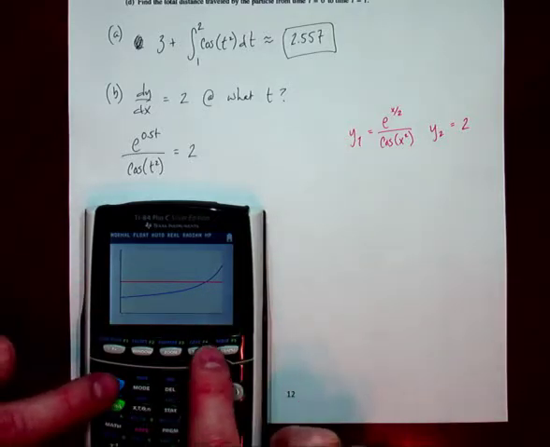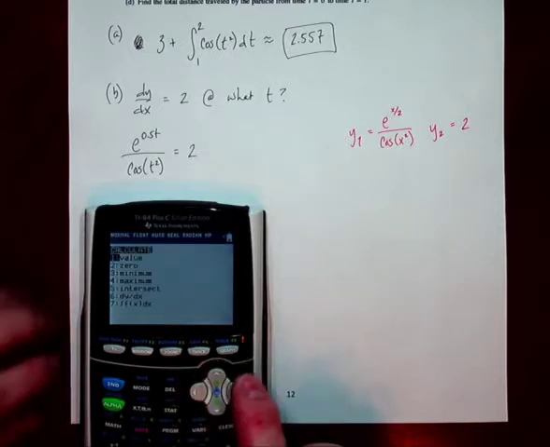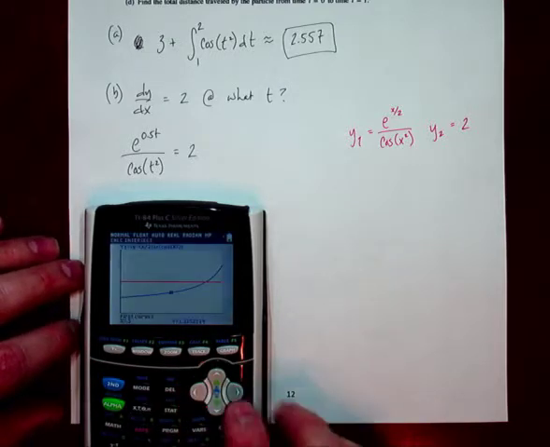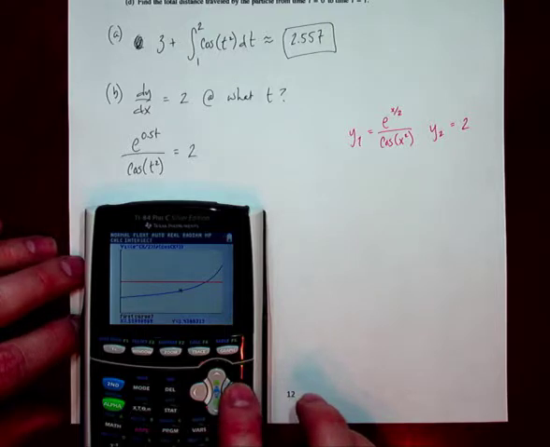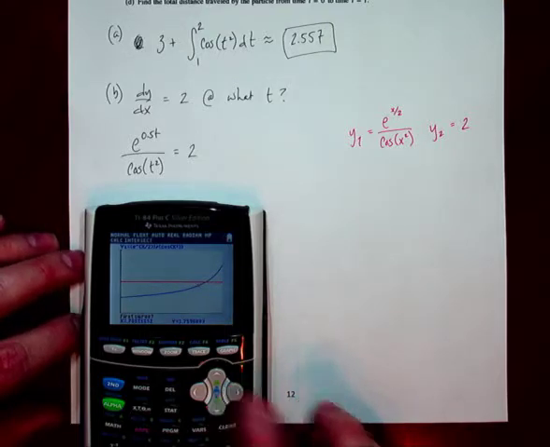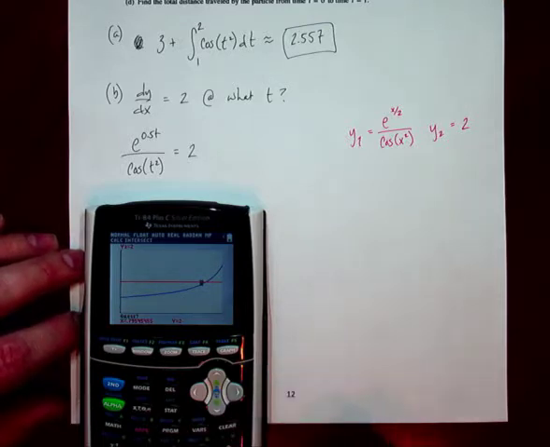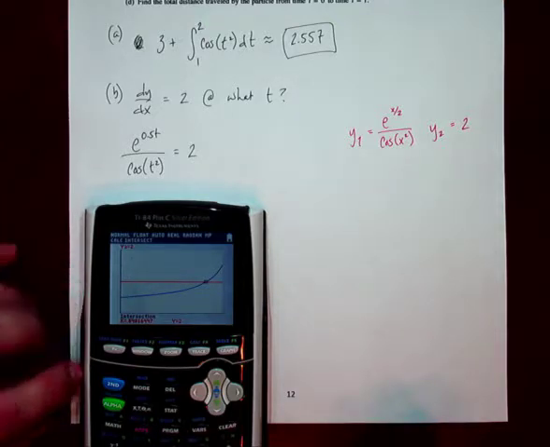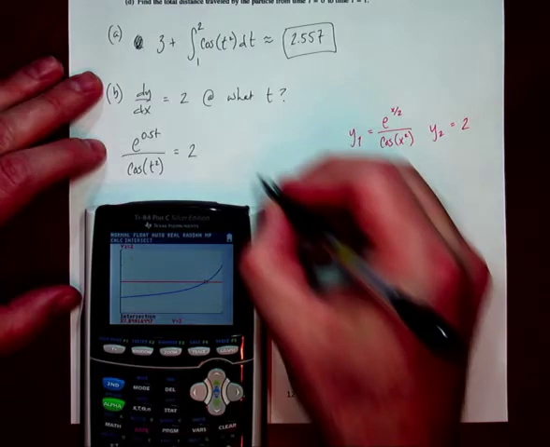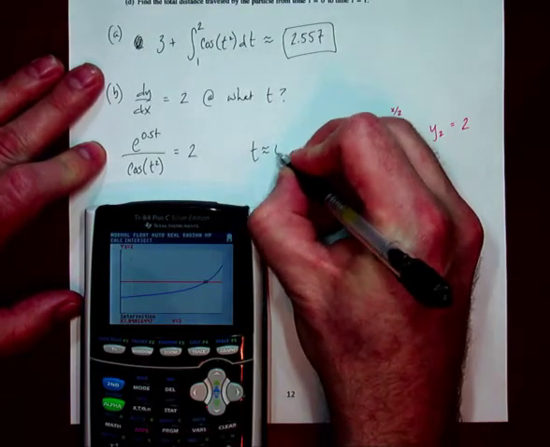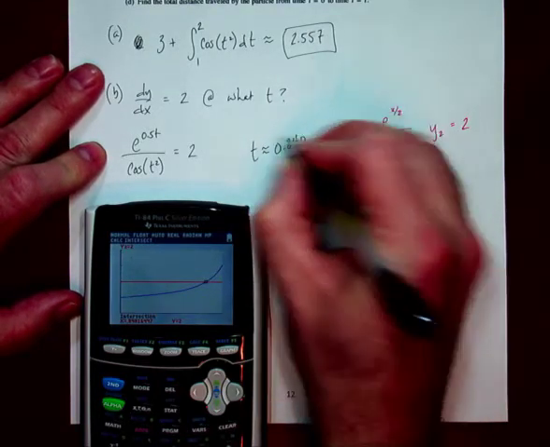So remember, you can go up here and press second trace, which is for calculating, 5, and you just scroll over close to where it is. And you press enter, and then it pops up to the other one, and you press enter, and it says, hey, are you close enough to that point of intersection? You think that's a good guess? And you say, yes, it is. And then it gives me the value 0.840. So t is approximately 0.840.